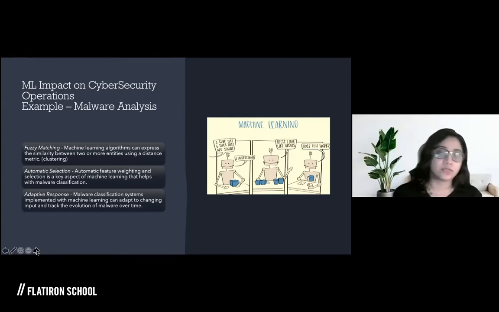Third is adaptive response. Adaptive response is how your machine learning adapts to changing inputs. Let's say in the cyber world, there are so many attacks which are evolving. So how should your machine learning algorithm adapt to the changing nature of cybersecurity attacks, and how does it continue to learn on its own in order to predict attacks accurately in the future? Those are the three major important things we require when we are utilizing machine learning for cybersecurity operations.